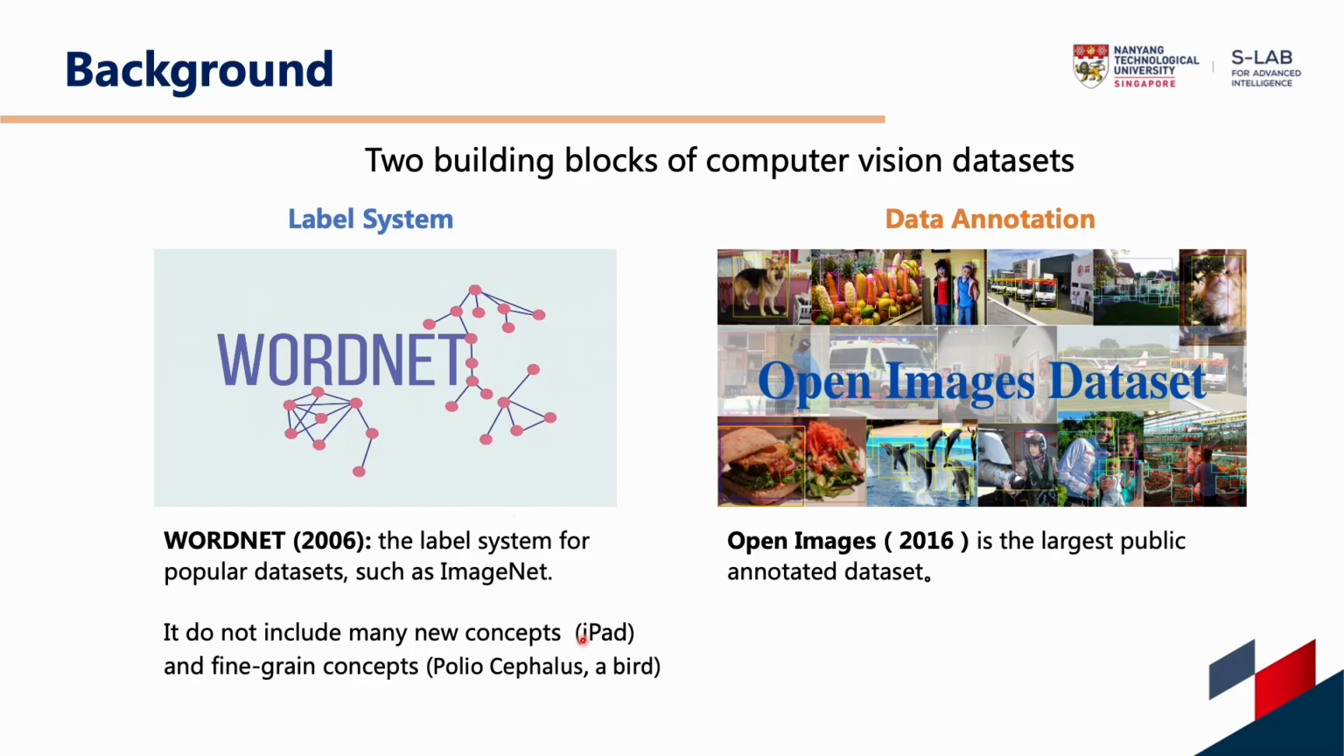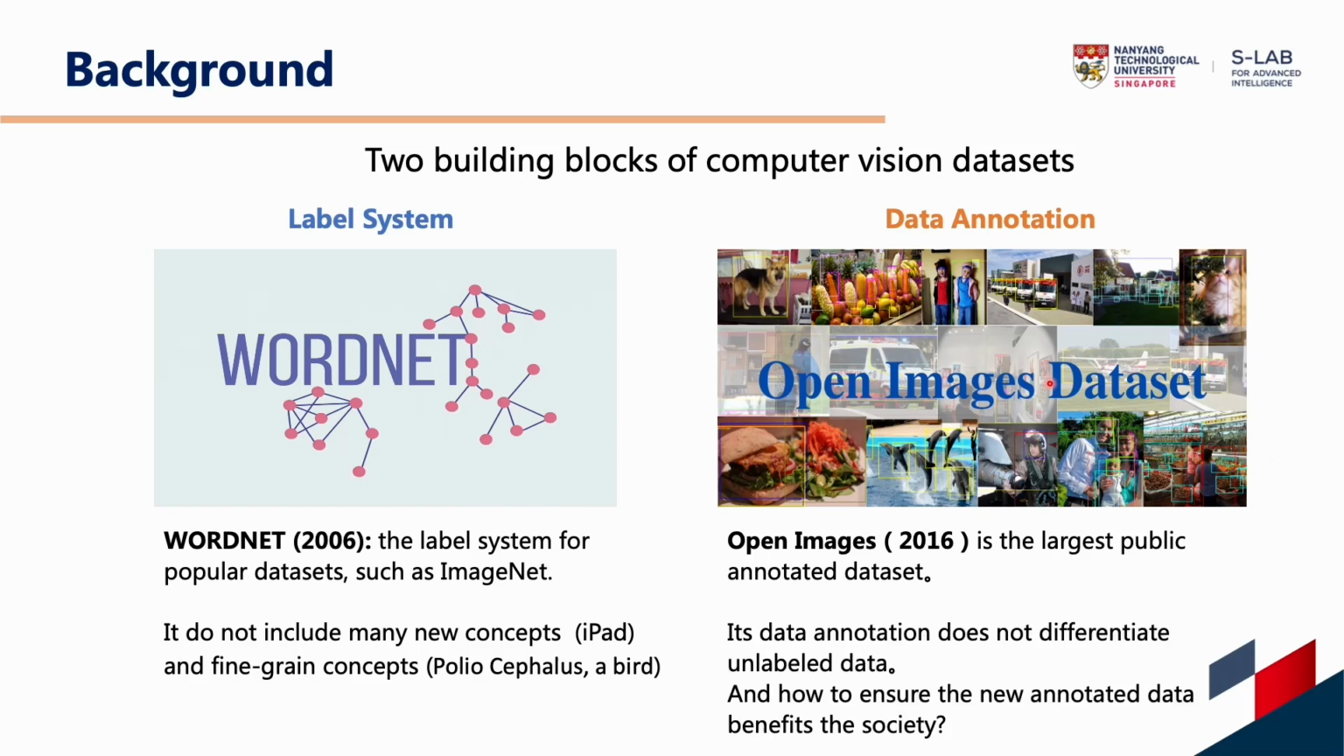And also, WordNet lacks many fine-grained concepts like this one. It's a kind of bird. Second, for data annotation, Open Images, for example, is the largest publicly annotated dataset. But the biggest problem for Open Images is that its data might not benefit society much. What does this mean? For example, COCO is a very good detection dataset for 80 common concepts. So why does Open Images also spend a lot of budget on concepts that COCO already carefully annotated?